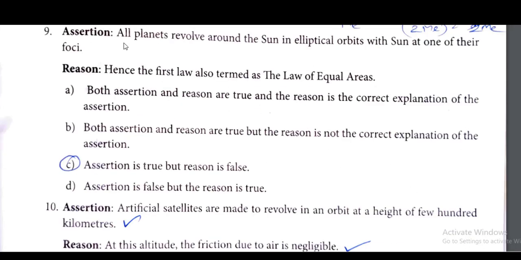Assertion and reason. Assertion: All planets revolve around the Sun in an elliptical orbit with the Sun at one of their foci. Reason: Hence, the first law is also termed as the law of equal areas. Assertion is true, but reason is false. Second law is called the law of equal areas, not the first law.